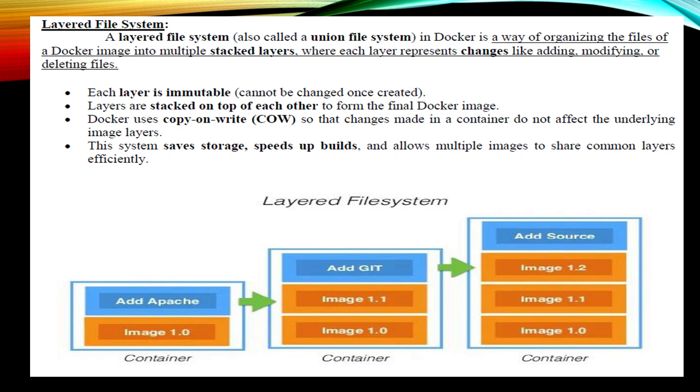Docker uses copy-on-write so that changes made in the container do not affect the underlying image layers. This system saves storage, speeds up builds and allows multiple images to share common layers efficiently.